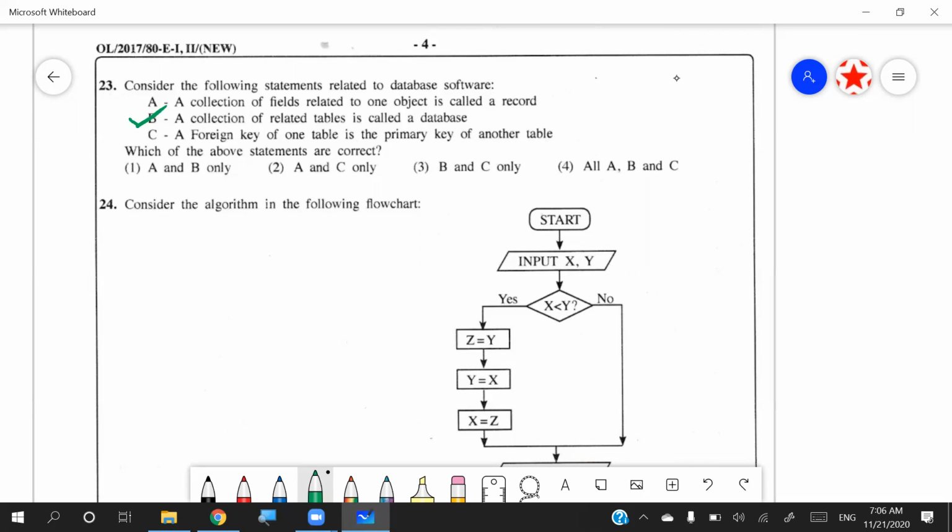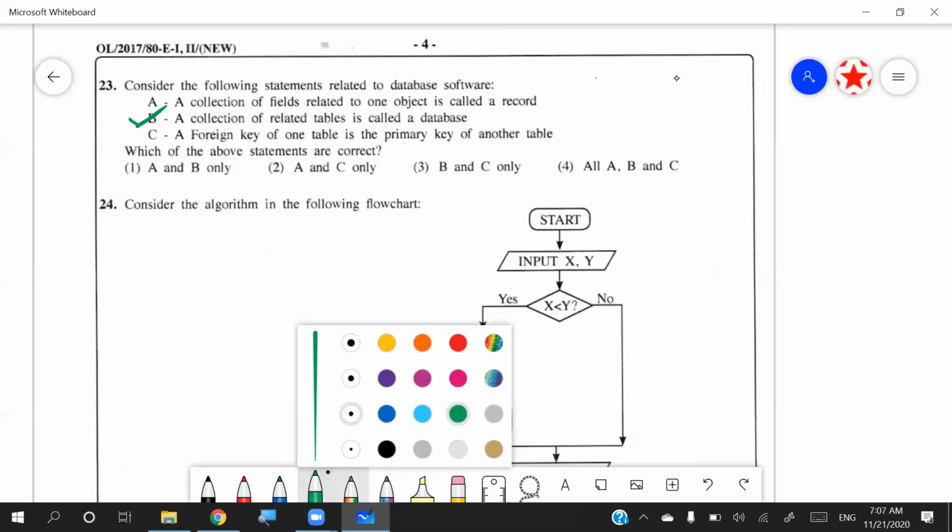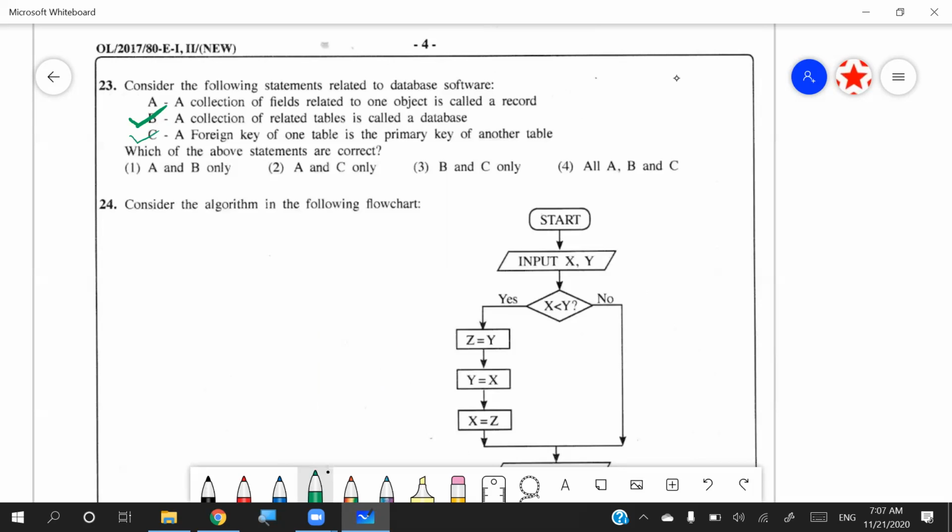A foreign key of one table is the primary key of another table, which is correct again. That is the definition that we are talking about, right? So the C part is also correct. So B and C should be in your answer. So it is either 3 or 4 for the situation.